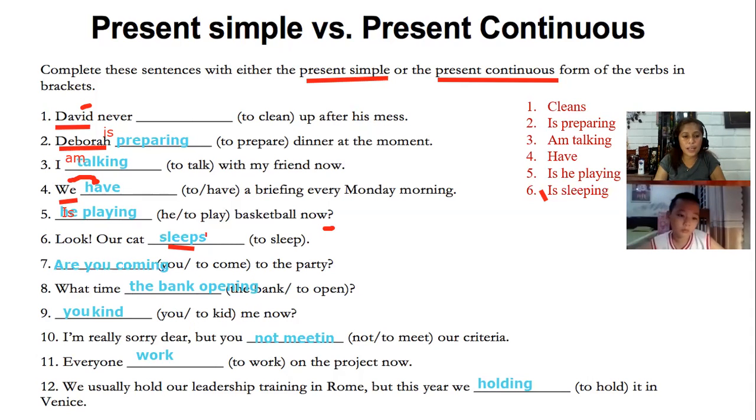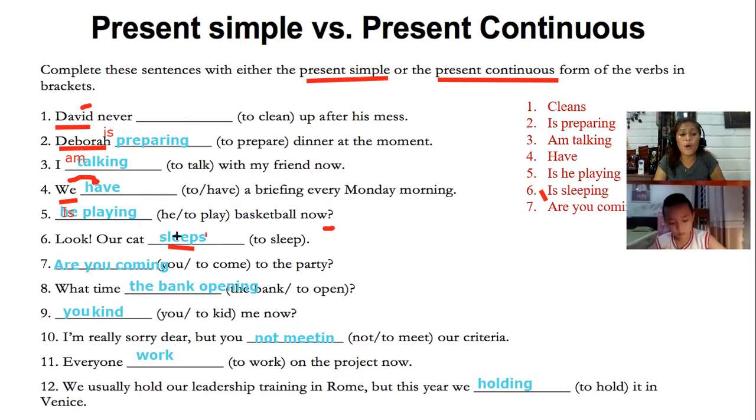Oh, very good. Let us see if your answer is number seven. Oh, seven. Yeah, very good. Are you coming to the party? Oh, very good, Keo. Always remember, Keo, very good.